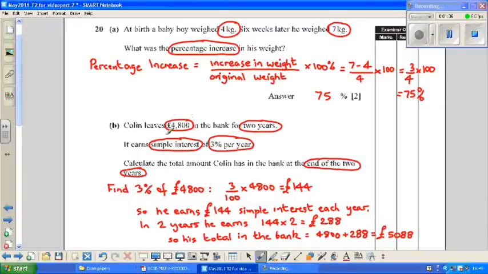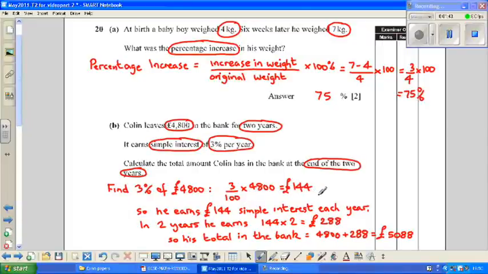For 20B then, the key points are, he starts with 4,800. He's putting it in the bank for 2 years, and the interest is simple interest, and the percentage he gets each year on his money is 3% per year. And they want you to work out how much does he have in total at the end of 2 years. So first of all, find 3% of 4,800. So remember, 3% is 3 out of 100, 3 over 100, multiplied by 4,800.